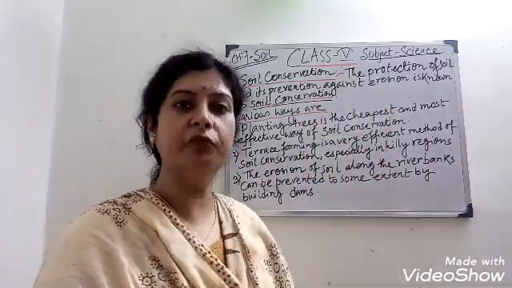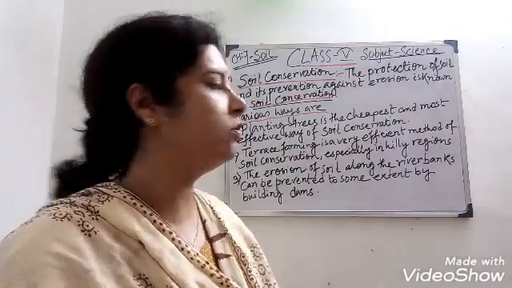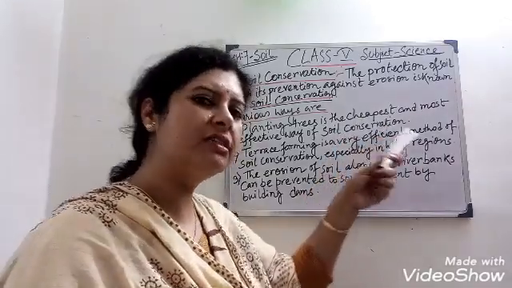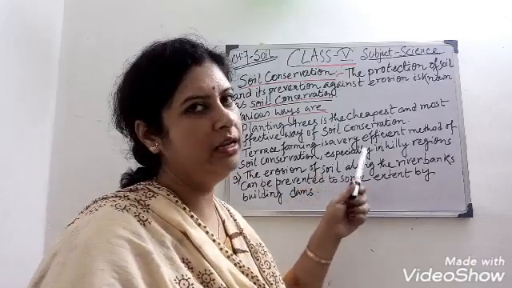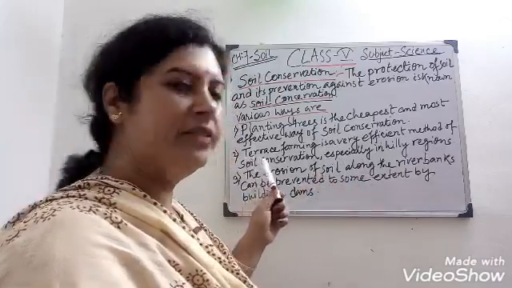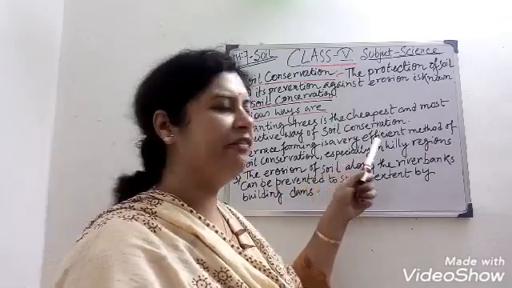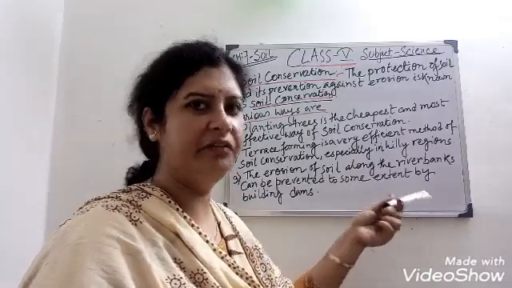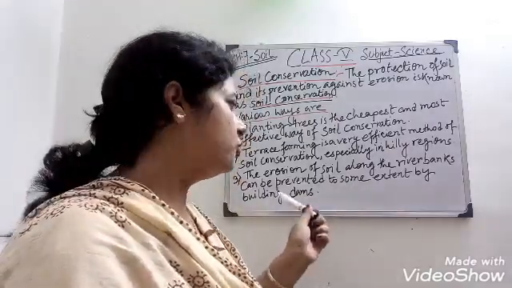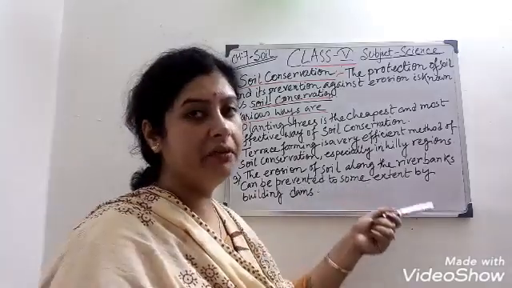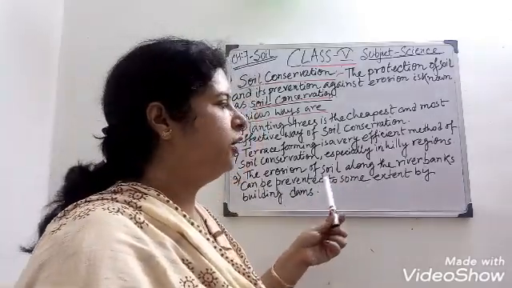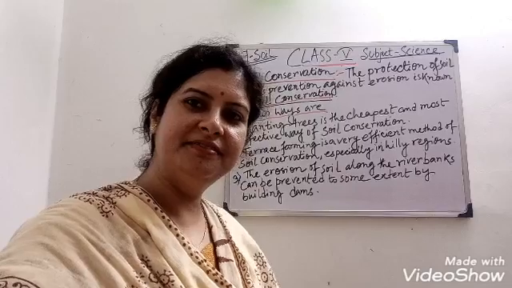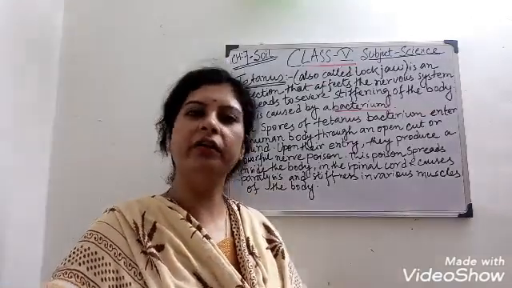Now what are the various ways to conserve or preserve the soil? First, planting trees is the cheapest and most effective way of soil conservation. Next, terrace farming is a very efficient method of soil conservation, especially in hilly regions. And the third one, the soil erosion along the river banks can be prevented to some extent by building dams. Clear?